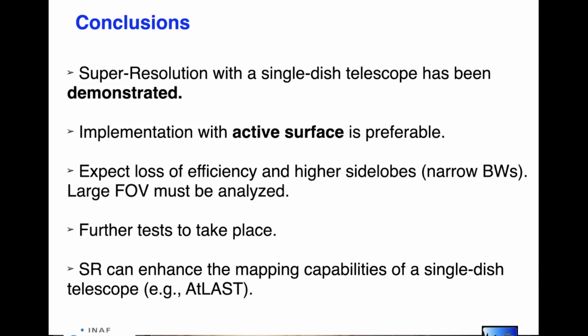So super resolution has been demonstrated. The implementation with an active surface is definitely preferable for a number of reasons. You have to pay for the higher resolution with a loss of efficiency and higher side lobes, but this will not prevent astronomical observations. We are planning to make more tests at the SRT, and the big advantage of this super resolution method is that it can really enhance the mapping capabilities of single dish telescopes. And of course, I was thinking also of AtLAST as a possibility. And that's all. Thank you.